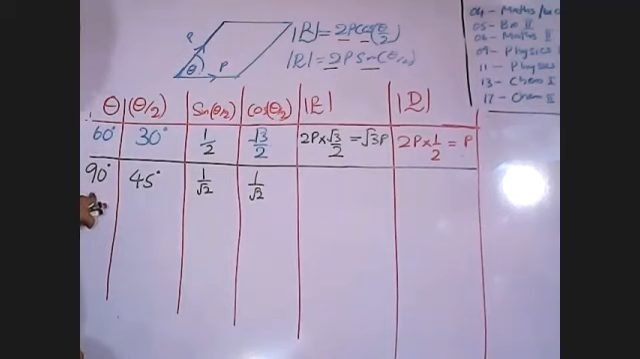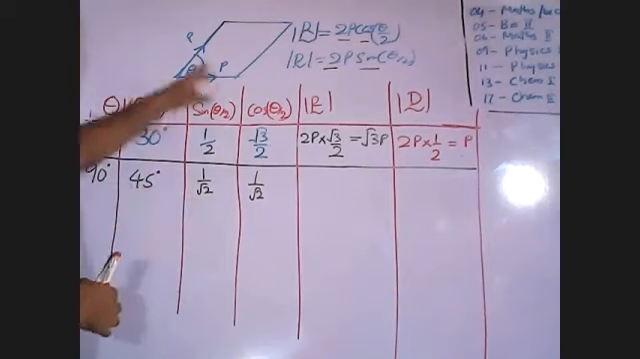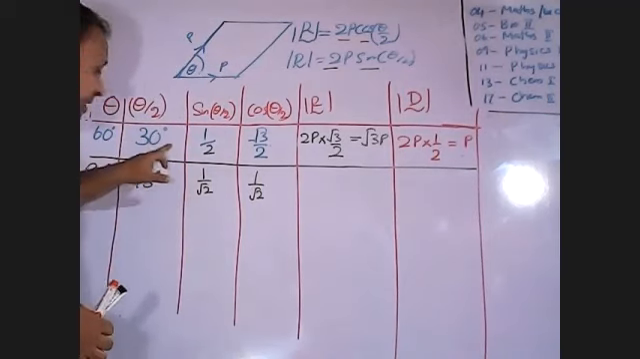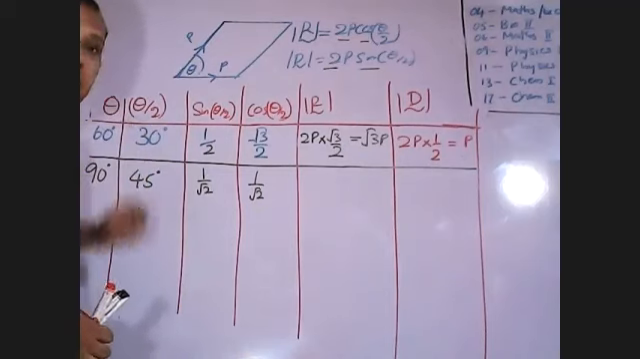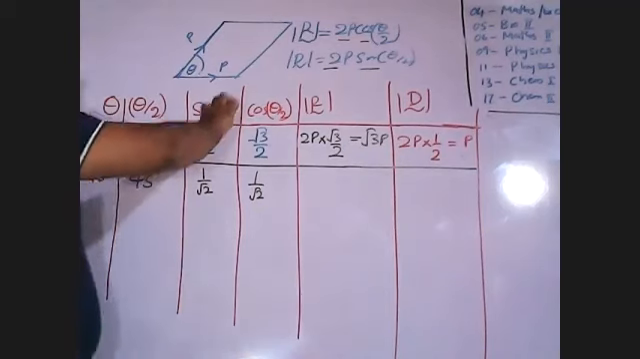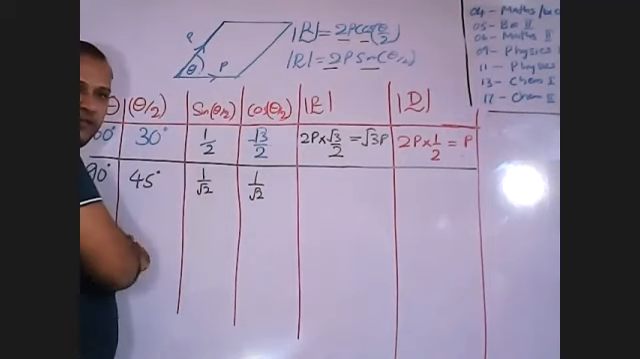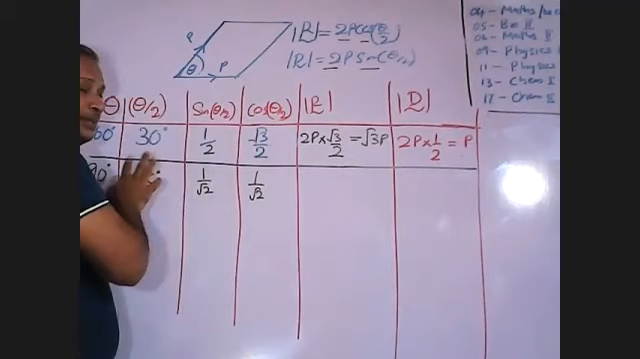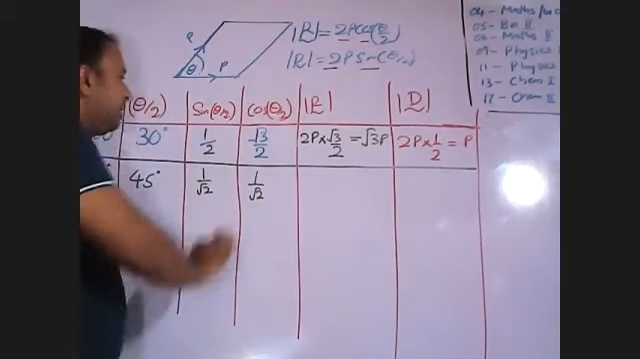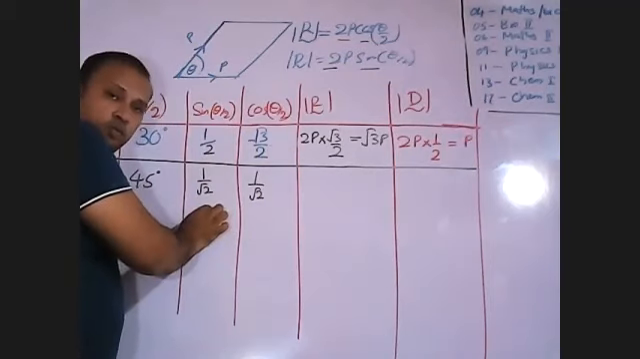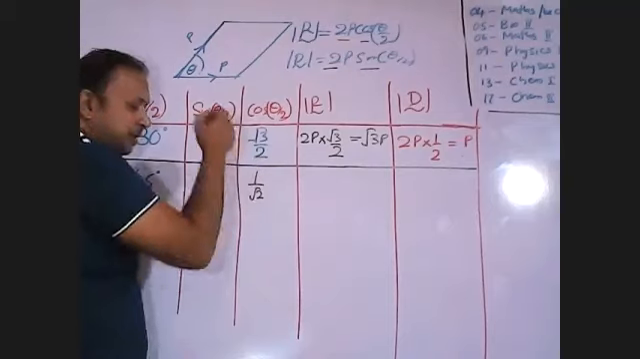Then suppose the angle is 90. If the angle is 90, that means theta over 2 is half of 90, that is 45. So now you have to find sin 45 and cos 45. Sin theta over 2 means sin 45, which is 1 over root 2. Cos theta over 2 means cos 45, which is 1 over root 2.